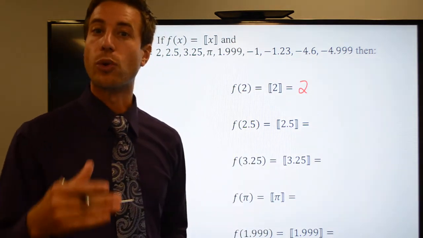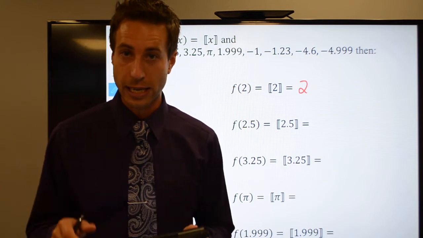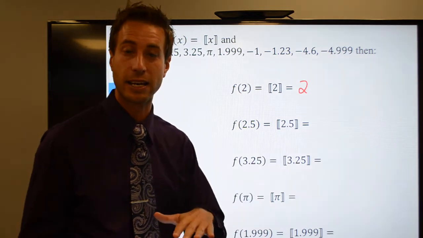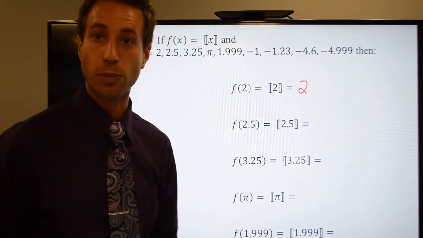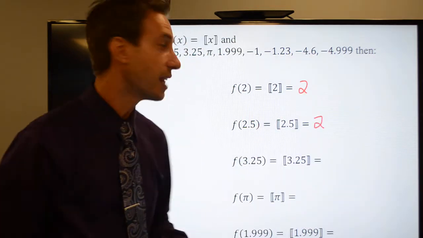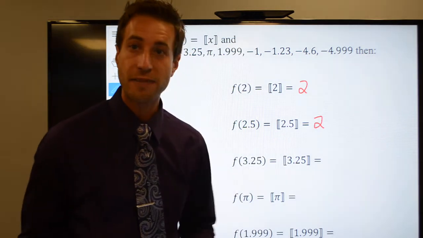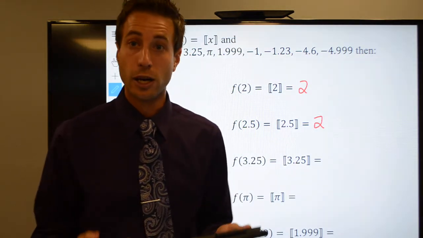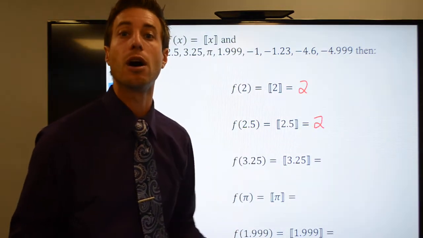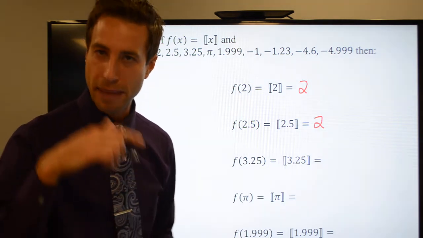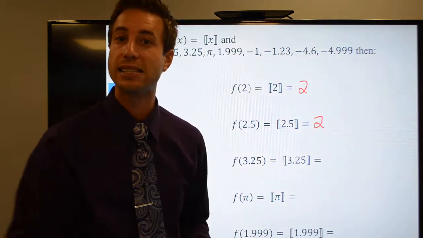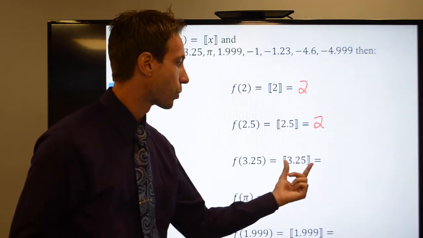2.5. Well, I need the greatest integer less than or equal to 2.5. 2.5 is not an integer, but the greatest integer that's less than 2.5 is again 2. So if I do 2, 2.5, 2.7, 2.8, 2.9, all of those are going to go back to a value of 2. Which is why maybe you can now kind of picture we're going to get a series of horizontal line segments for our graph.